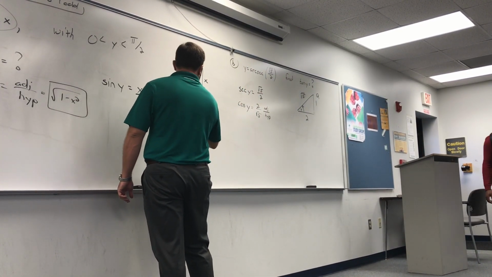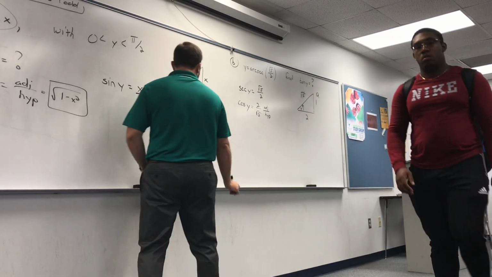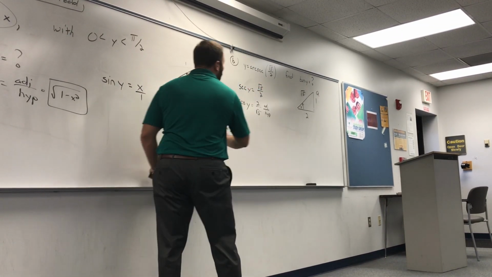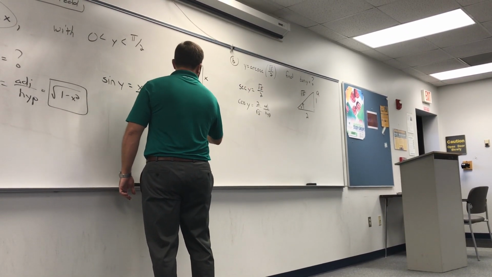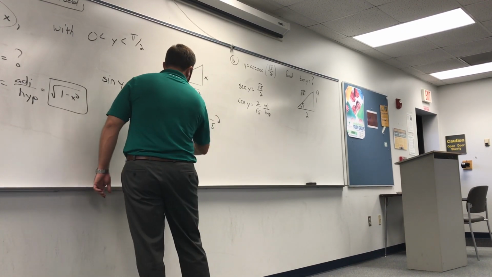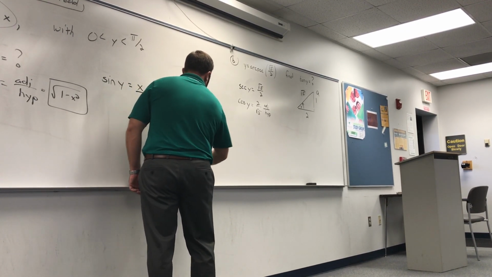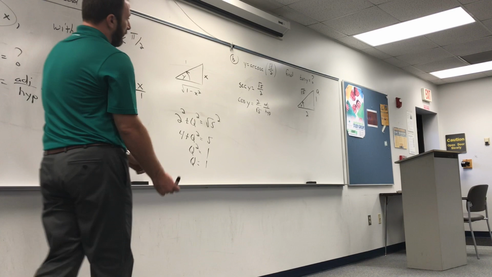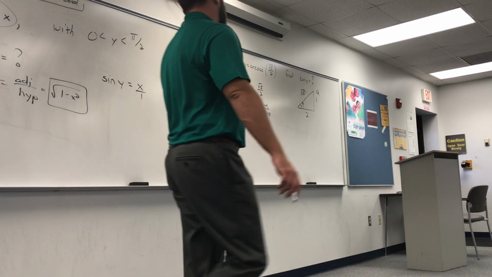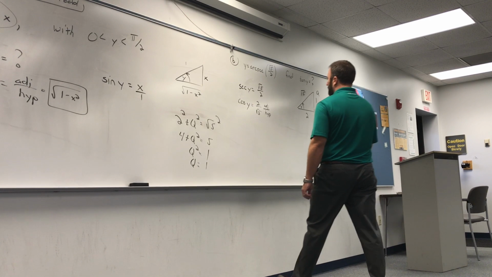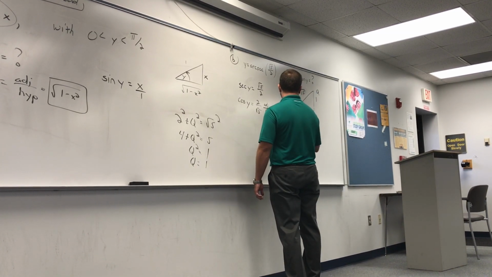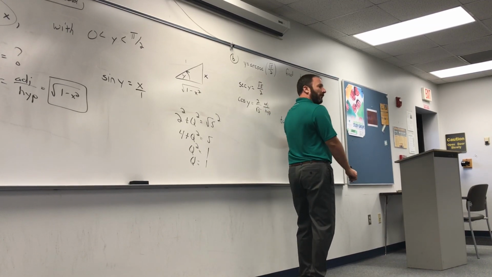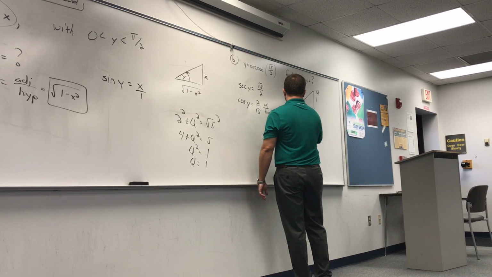2 squared plus q squared equals root 5 squared. So 4 plus q squared equals 5. q squared is 1. So q would be 1. So we did the hard part. Now we just got to figure out tangent of y. What's tangent equal to in terms of SOHCAHTOA? Opposite over adjacent? I like it. Here's y. Opposite over adjacent would be 1/2. Cool.